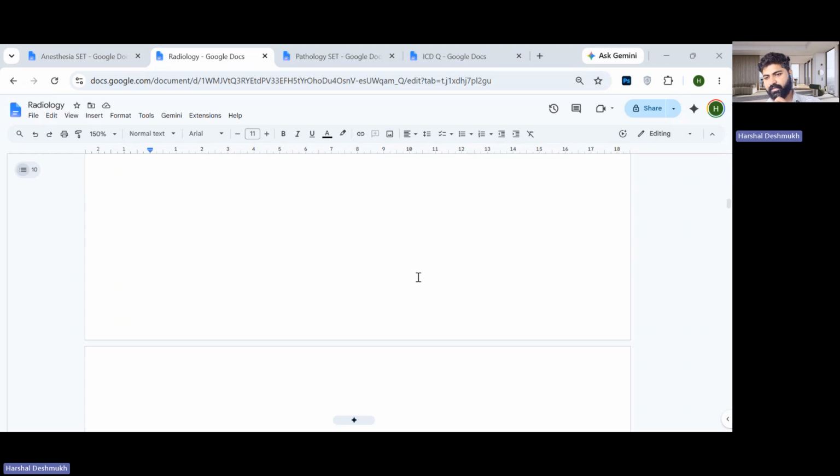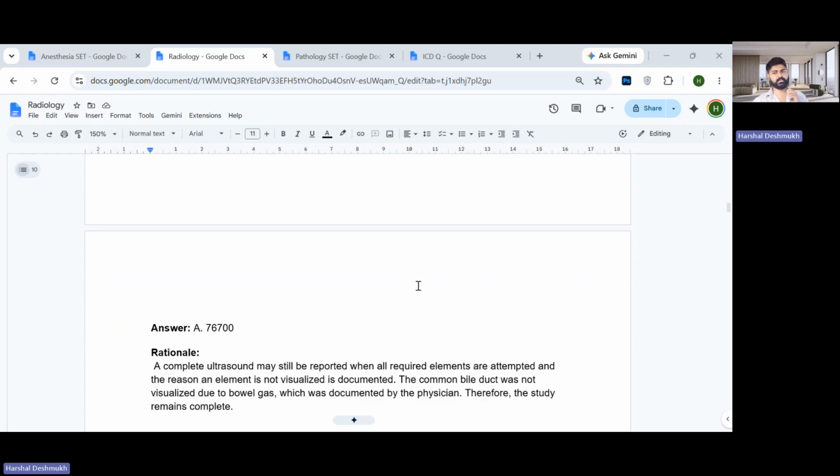The correct answer to this question is option A, 76700. Why? Because the common bile duct was not visualized due to gas. That is why the study remains complete. Right. Moving on to the next question.